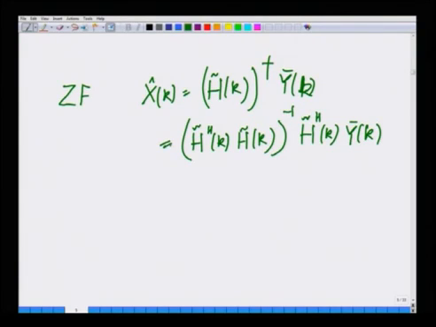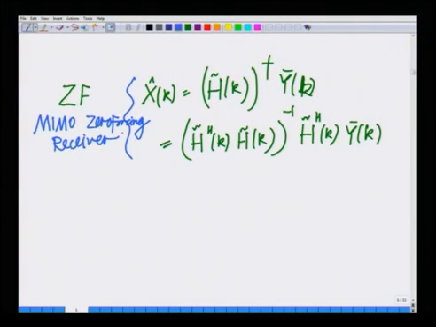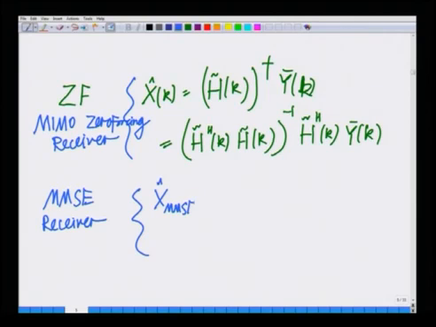So, this is nothing but the pseudo inverse, and this is nothing but the MIMO zero forcing receiver. Similarly, one can employ the MIMO MMSE receiver, that is the MMSE receiver across the kth subcarrier, which is x hat MMSE of k.